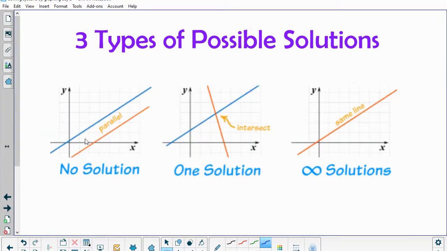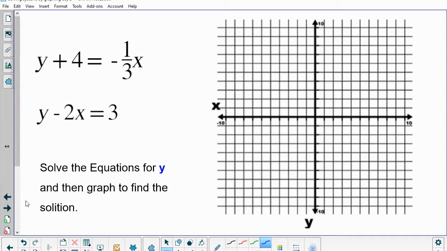We also know that if we have two lines that are parallel, that means that they do not intersect, so they have no solution. If they have one solution, that means they just intersect at one point. And if it turns out that they're the same line when we finally graph them, we notice that one line is on top of the other. That is said to have infinite solutions.